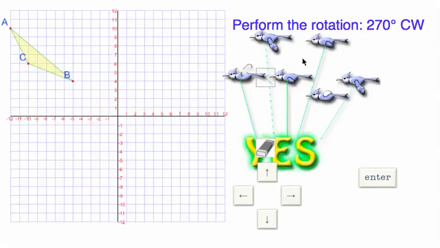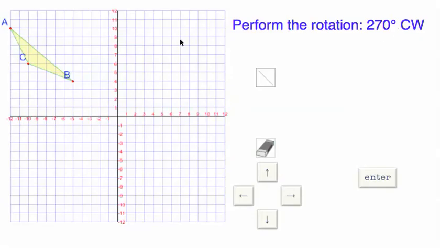Okay? All right, 270 clockwise is 90 counterclockwise, so I'm going to end up, counterclockwise is against the movement of the clock, so I'm going to end up down here. So all my points are going to end up in quadrant 3. My A, which is negative 12, 10, or 12, 10, this way if I ignore the signs, is going to end up down here at 10, 12.